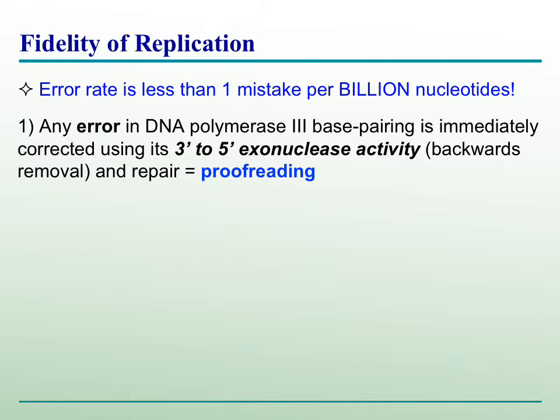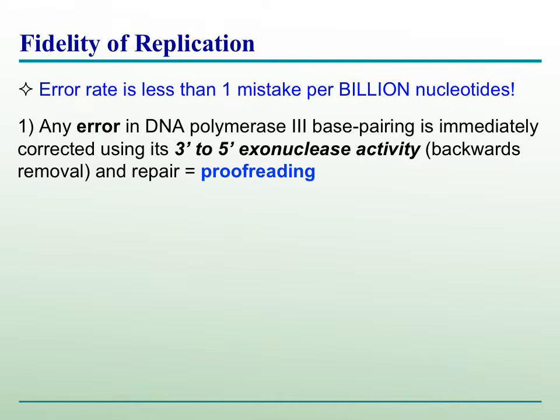Any error that DNA polymerase III makes when it is elongating a strand of DNA, anytime the wrong nucleotide base pairs with the nucleotide that's on the template strand, DNA polymerase III will recognize that and remove it, essentially hit the delete key, because it has a 3' to 5' exonuclease activity. It can proofread its work.